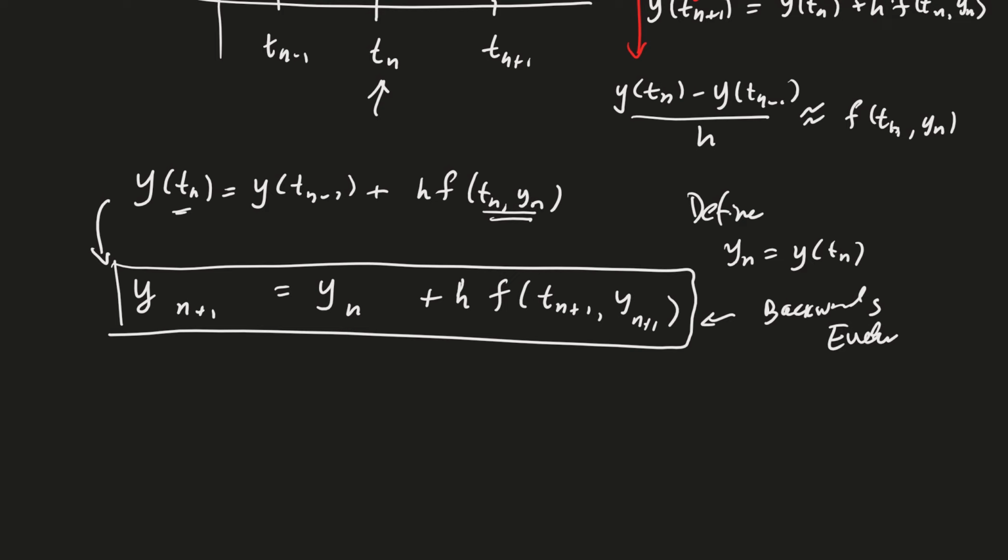But wait, you might be saying, the y sub n plus 1 appears on both sides of the equation. That's why this is called an implicit method. It's an implicit method because y sub n plus 1 is not explicitly defined in terms of the earlier variables. In fact, it appears on both sides of the equation.